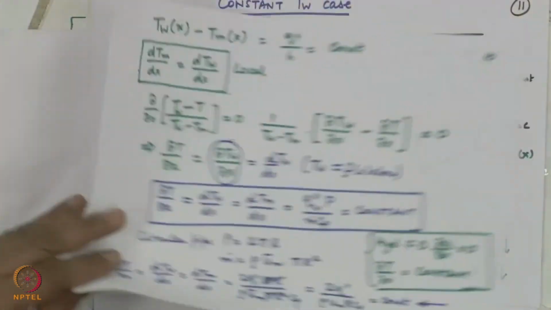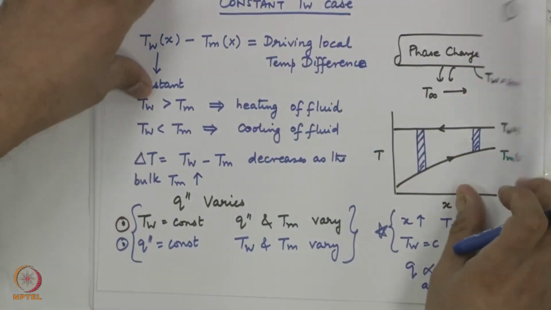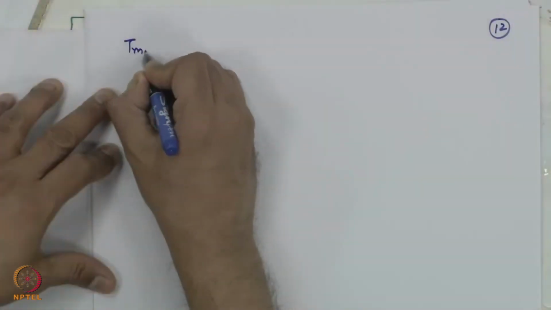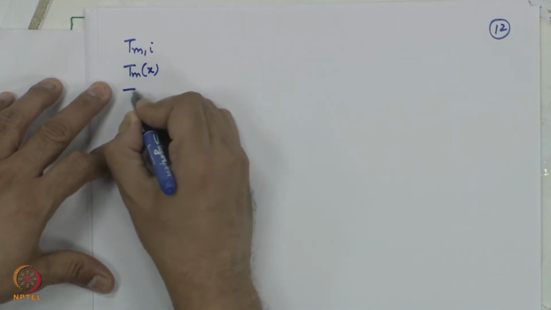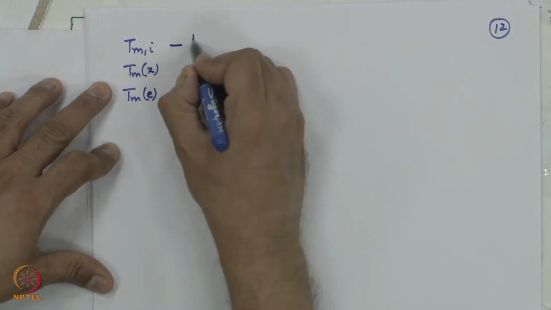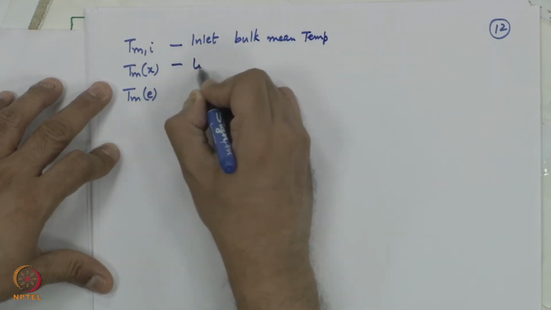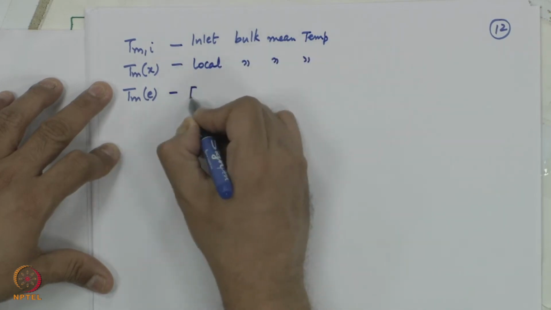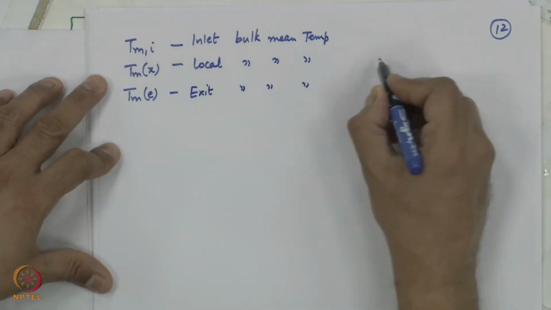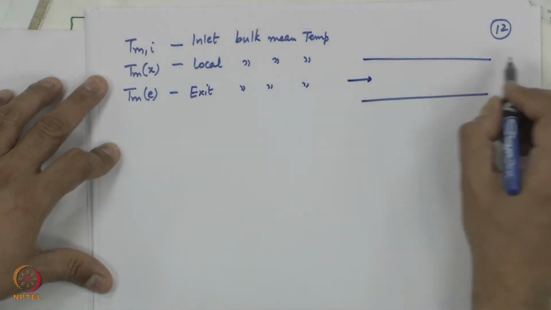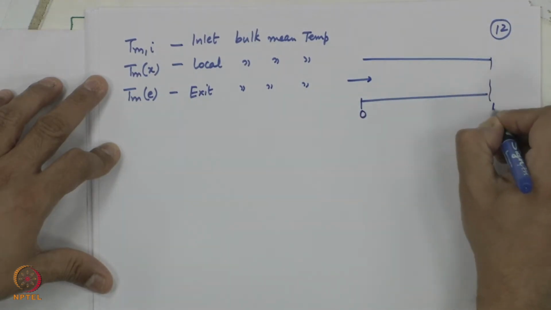Okay, what is the implication of this? Well, unlike my earlier case where I could get a very nice relationship of this kind, here, let me say this is a pipe, fluid is flowing through a pipe, and the fluid at inlet was at temperature T_m inlet, T_m local and T_m exit is the exit temperature. Inlet bulk mean temperature, local bulk mean temperature, exit bulk mean temperature. Flow is going this way. So, x is equal to 0, x is equal to L.